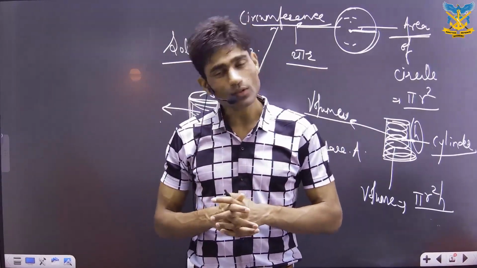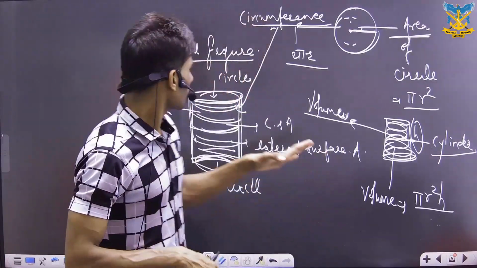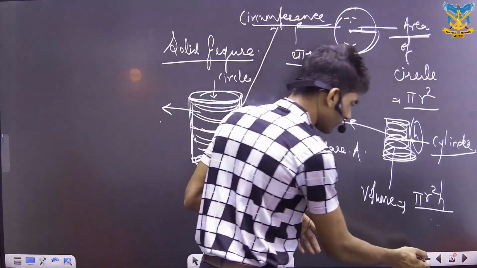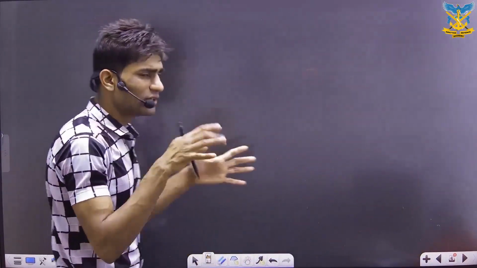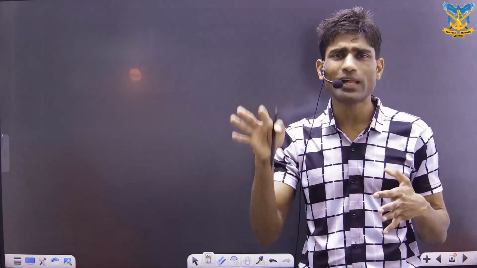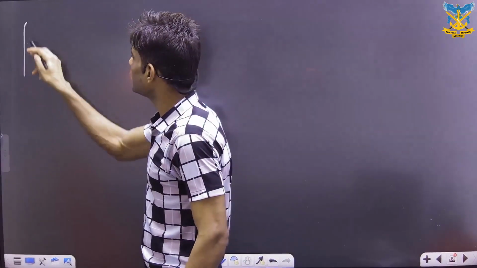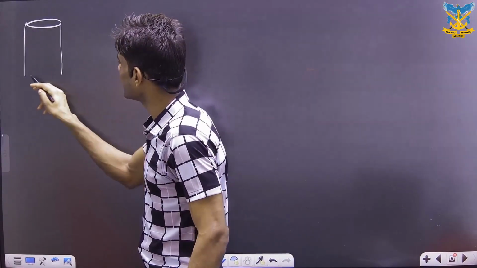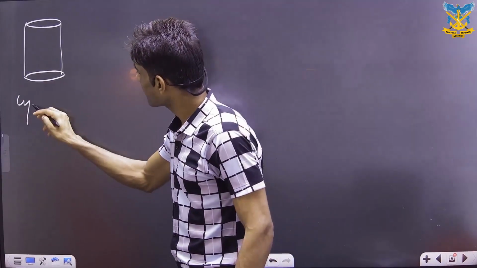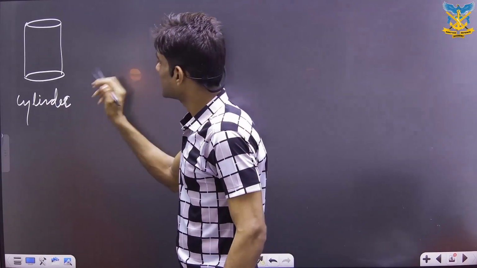Okay, let's move on to some examples. I will explain another figure too. Let me explain first the curved surface area, lateral surface area and volume. I will explain these formulas while we are solving the example. As we learned earlier, this one is our cylinder.